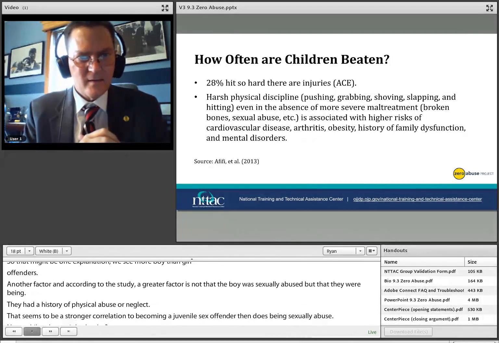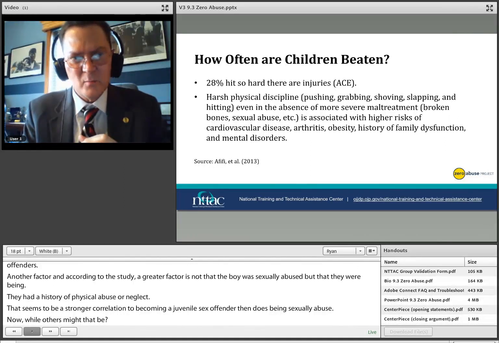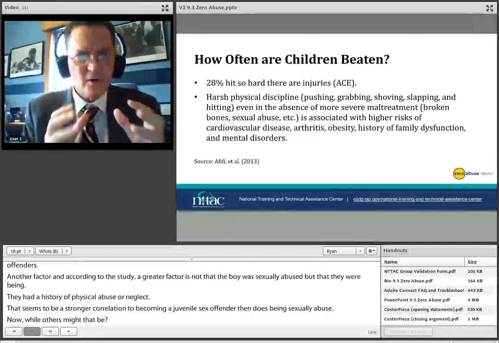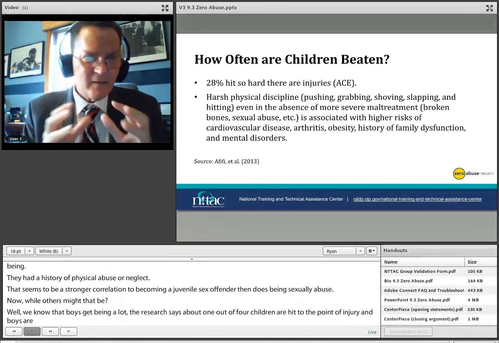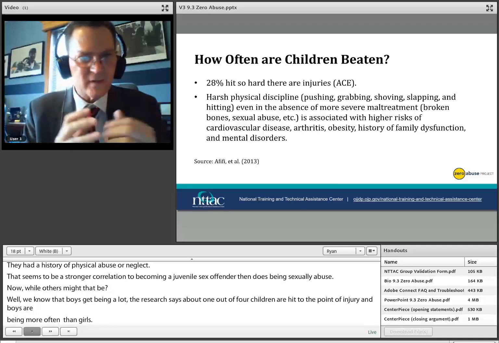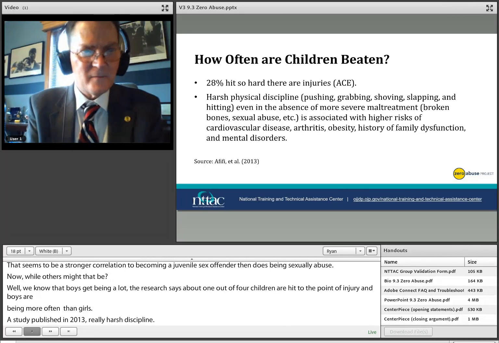Well, we know that boys get beaten a lot. The ACE research says about 1 out of 4 children are hit to the point of injury, and boys are beaten more often than girls. Fifi in 2013, in a study published in Child Abuse and Neglect, said really harsh discipline. So you're not beating the kid to the point where you send them to the hospital, but you're just mean, you're just cruel, you're just harsh.